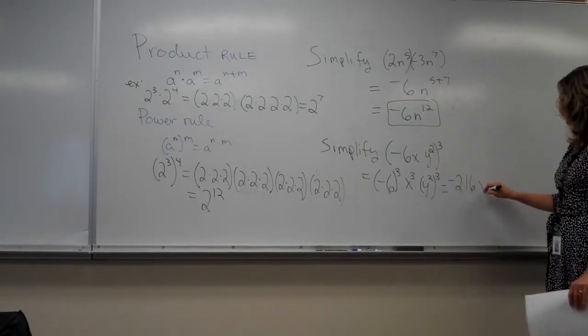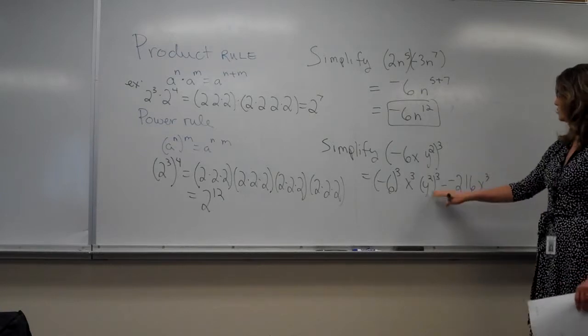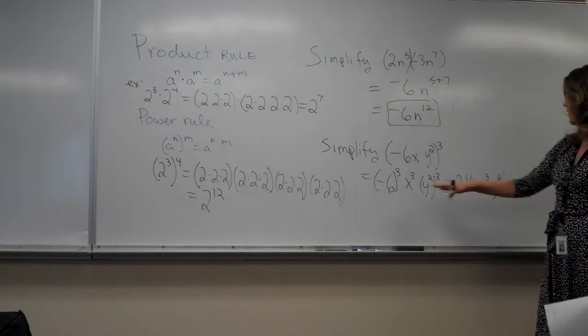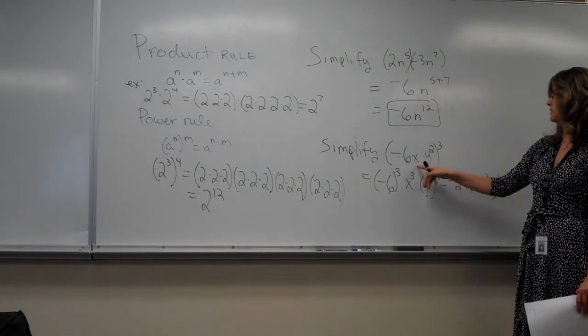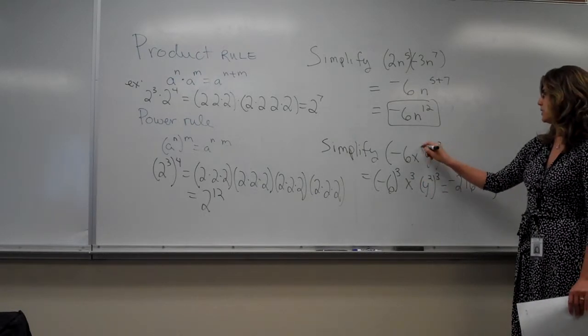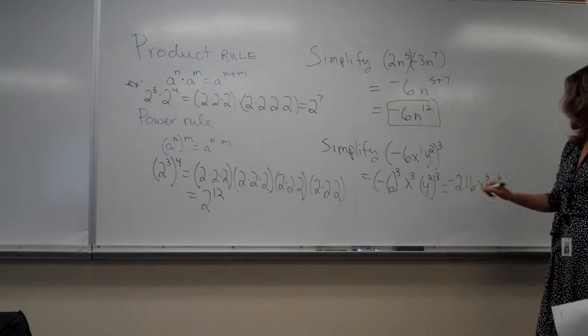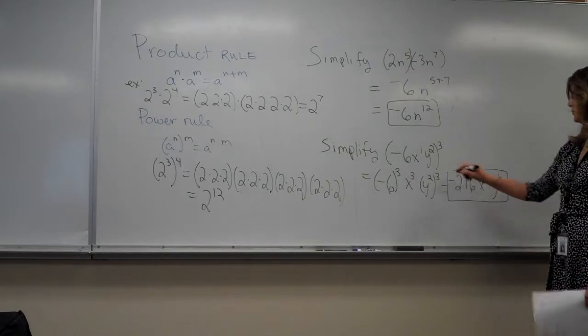Then x cubed, and then y squared cubed is y to the 2 times 3, or y to the 6th. You might wonder if the power rule applies to the x, but if you think about it, x is really x to the 1, so this would be x to the 1 times 3, or x cubed. And thus, this is our answer.